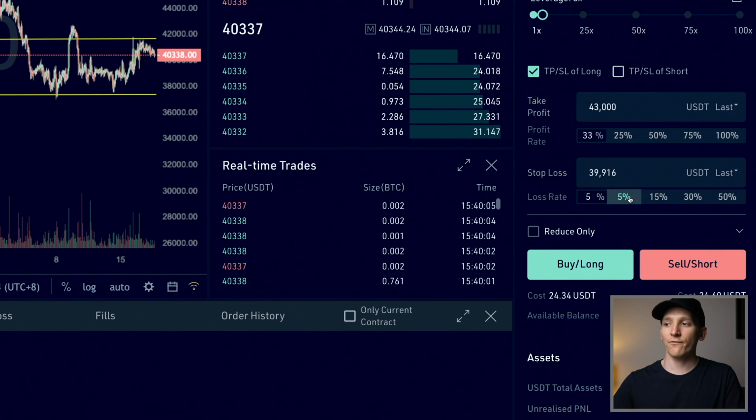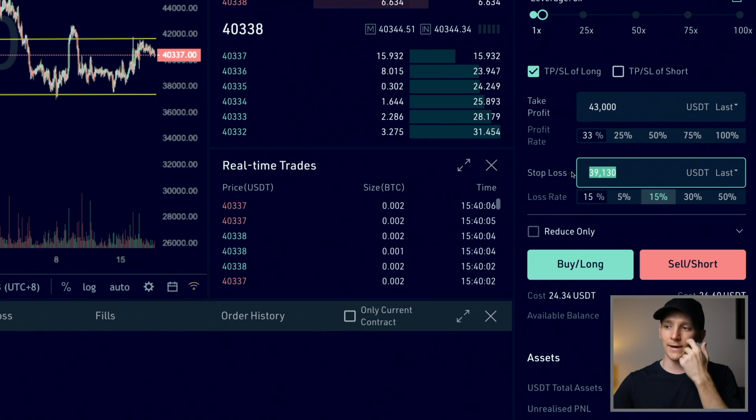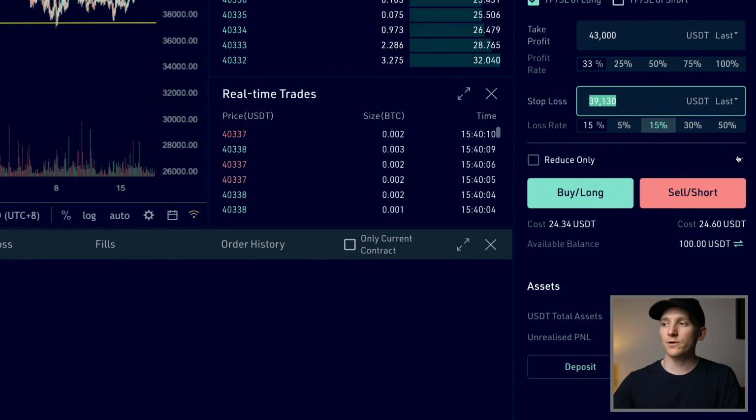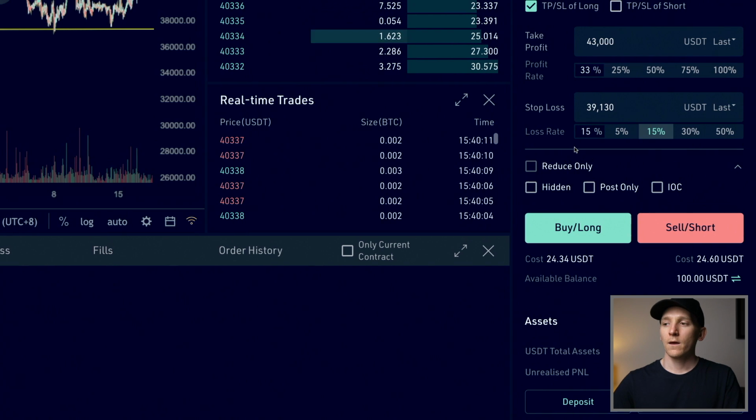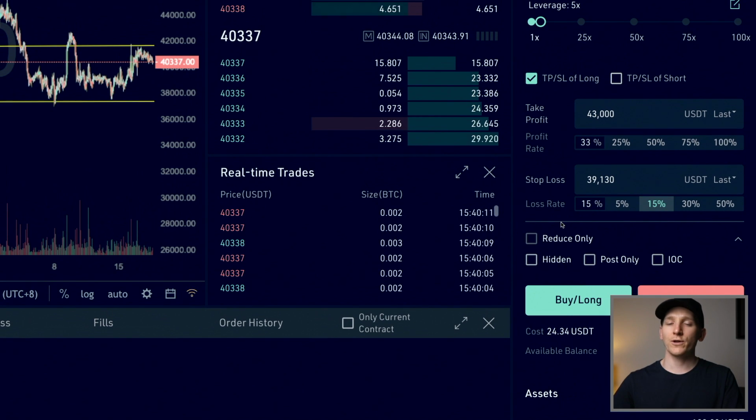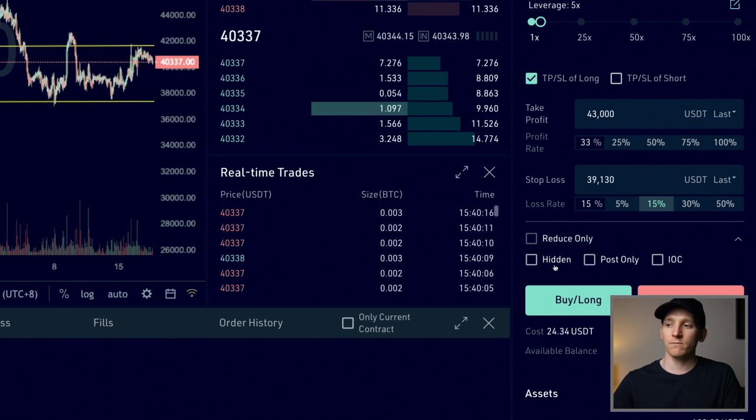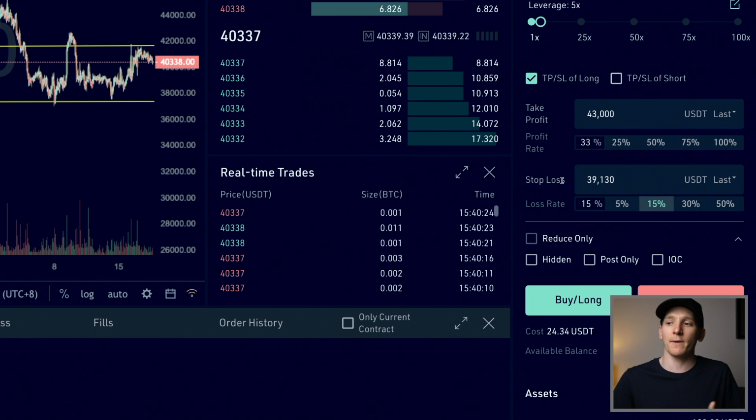You can see you can just put 5% in here, 15%, or find a level on the chart and then put it in manually. Also, you can have this drop down box right here. Hidden means that when you put your order in, it won't be shown on the screen, so other people can't see it. Doesn't really matter. I wouldn't recommend using it. It really doesn't matter unless you're trading very, very large amounts.